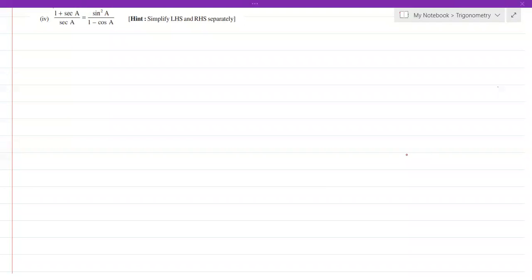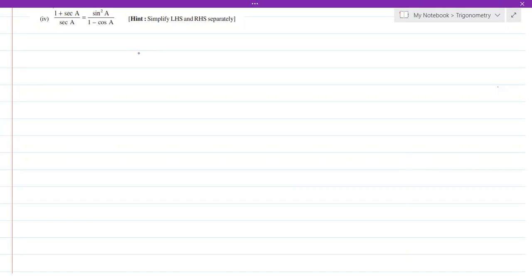Hello students. So let's continue with the problems based on trigonometric identities. As you know, the rules we have discussed in the previous video and the video before that also. So let's solve this problem. (1 plus secant A) by secant A is equal to sine square A by (1 minus cos A), and they've given us the hint also.